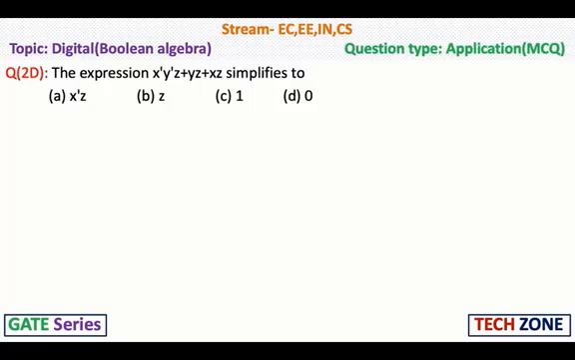Now the next question is: the expression x bar y bar z + yz + xz simplifies to option A x bar z, option B z, option C 1, option D 0.